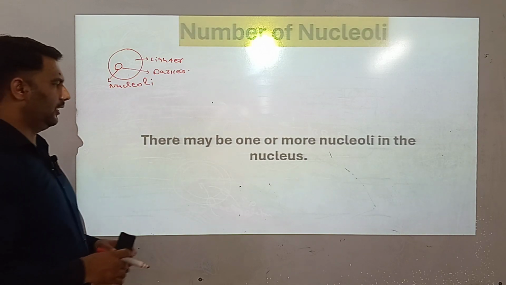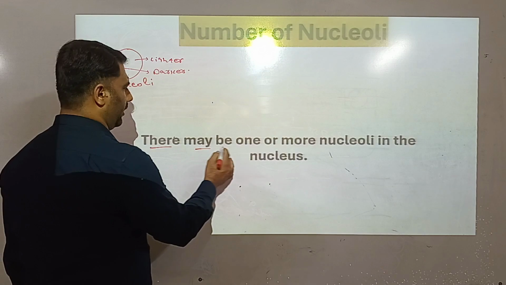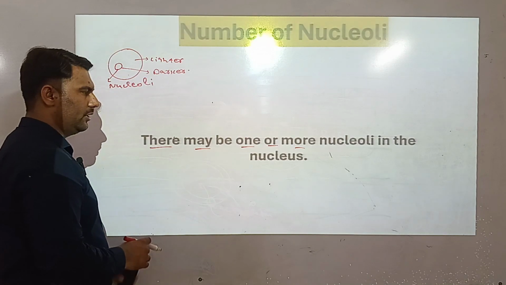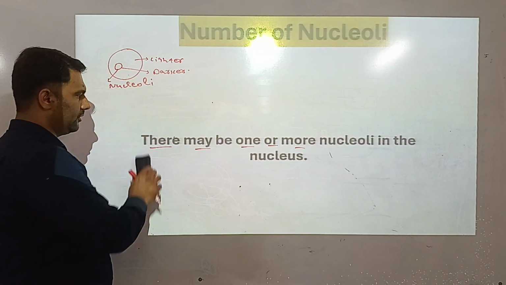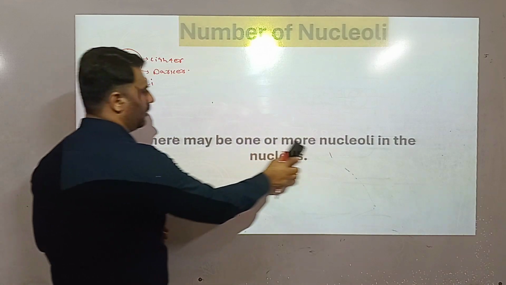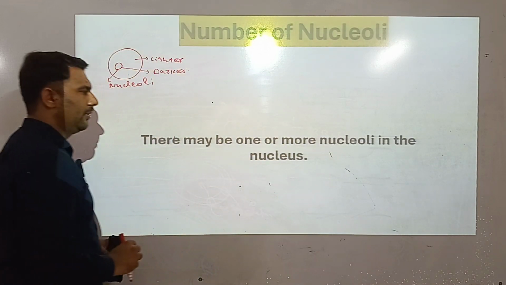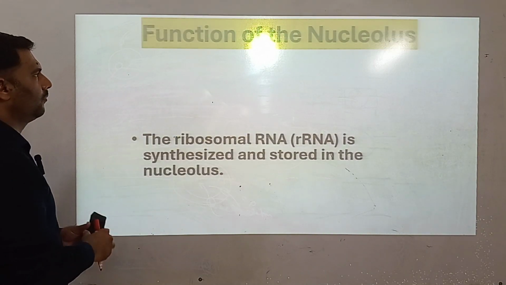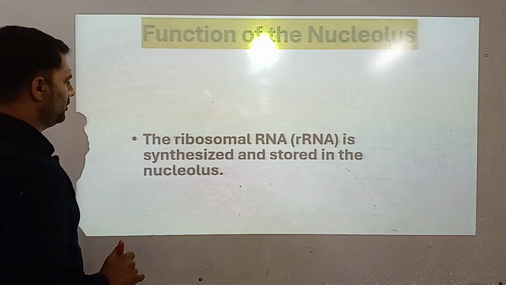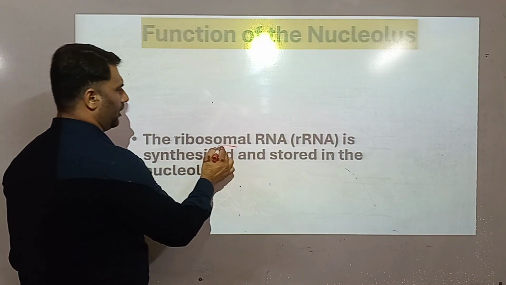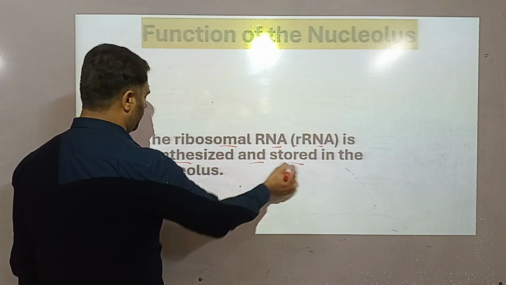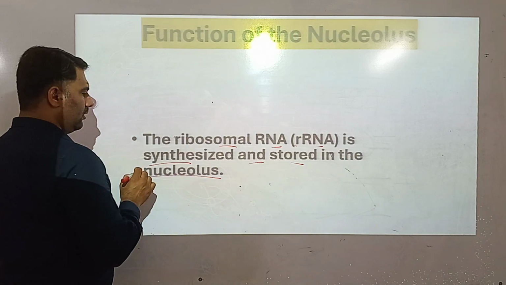Numbers of nuclei. As I said earlier, there may be one or more nucleoli in a nucleus. It's not specified that every nucleus will contain only one nucleolus. It may be more than one. So, the function of the nucleolus: ribosomal RNA, rRNA, is synthesized and stored in the nucleolus.